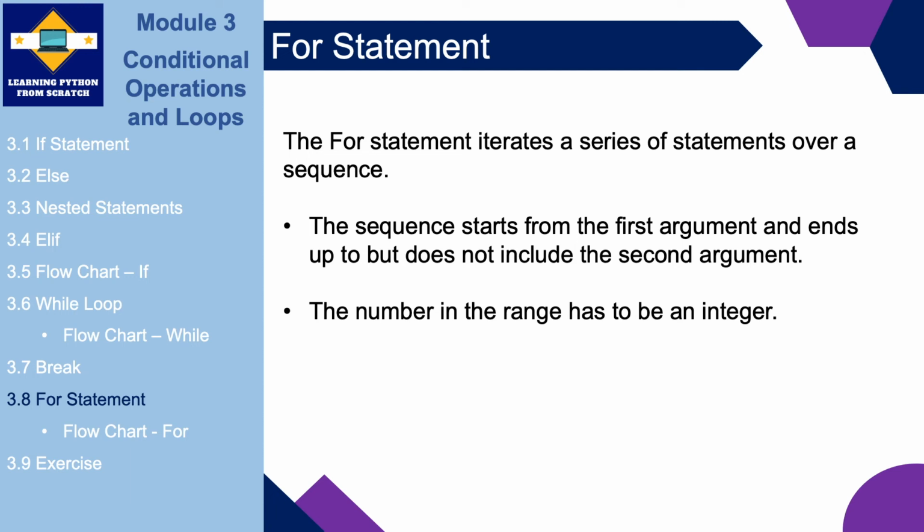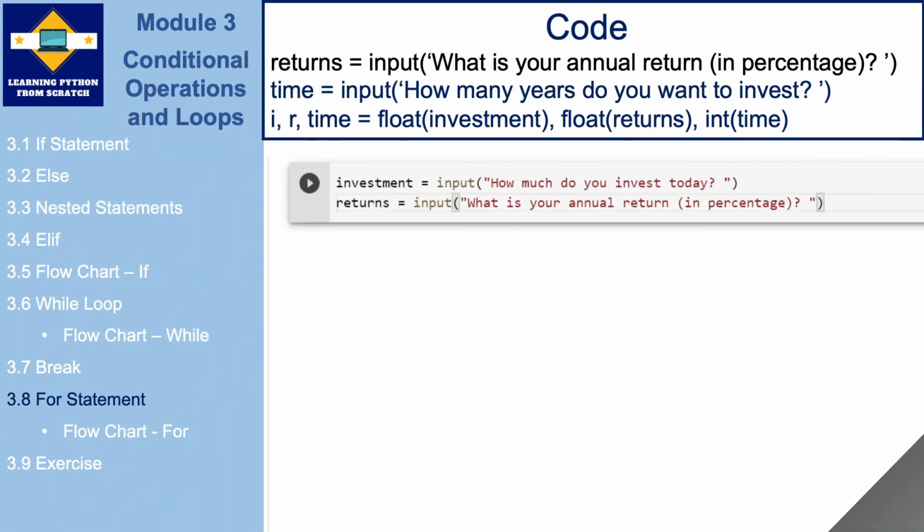Last but not least, the for statement iterates a series of statements over a sequence. The sequence starts from the first argument and ends up to but doesn't include the second argument. Please be reminded that the number in the range has to be an integer. Let's replace statement since line 3 in 3.6 with the following code. This time, we ask the user how many years do you want to invest instead of the financial target.